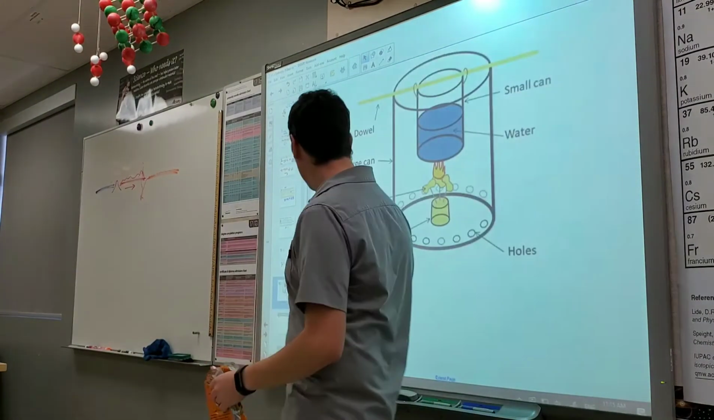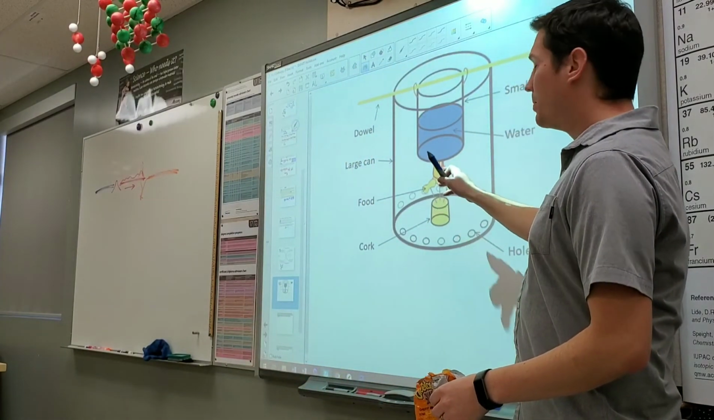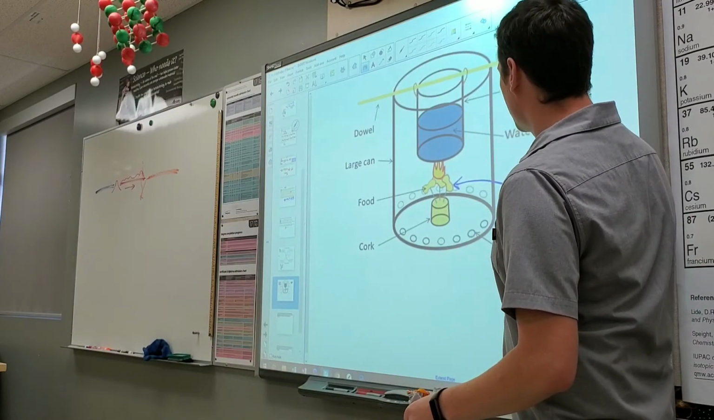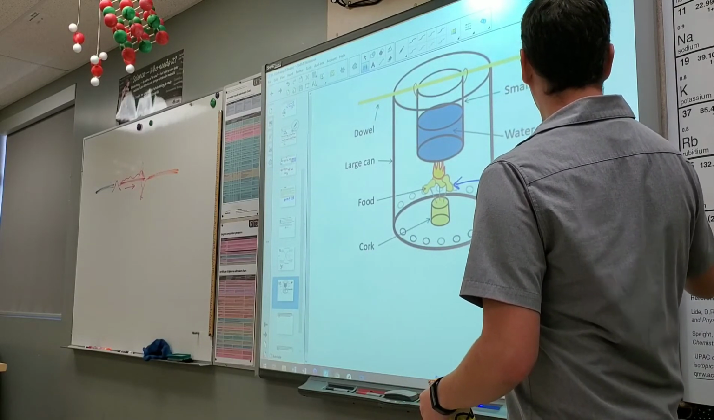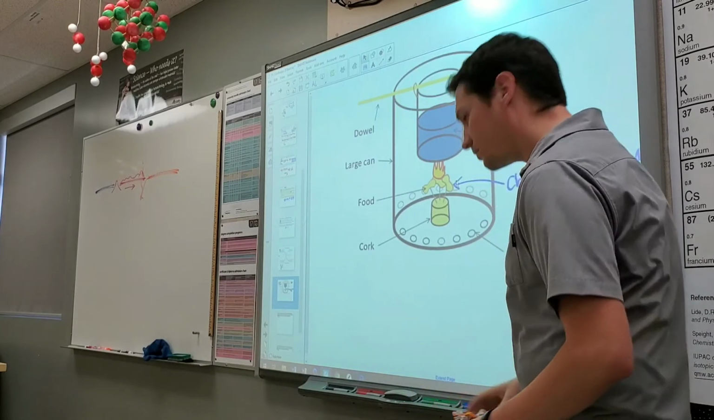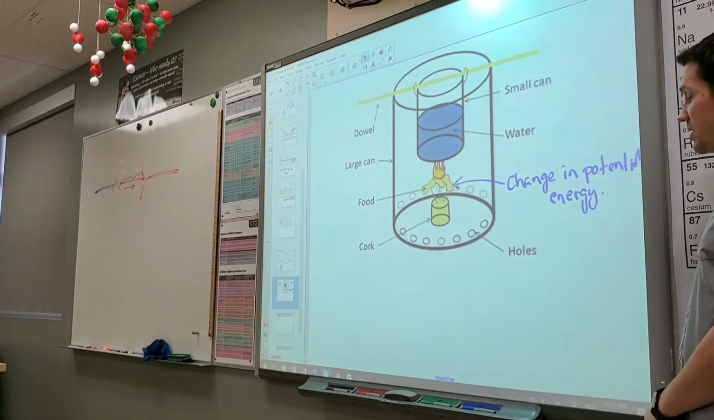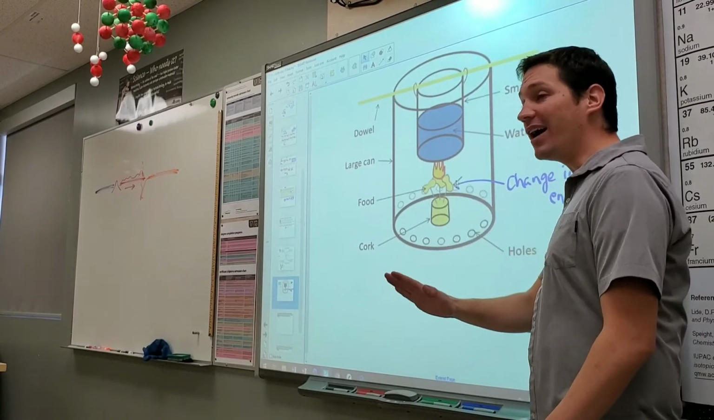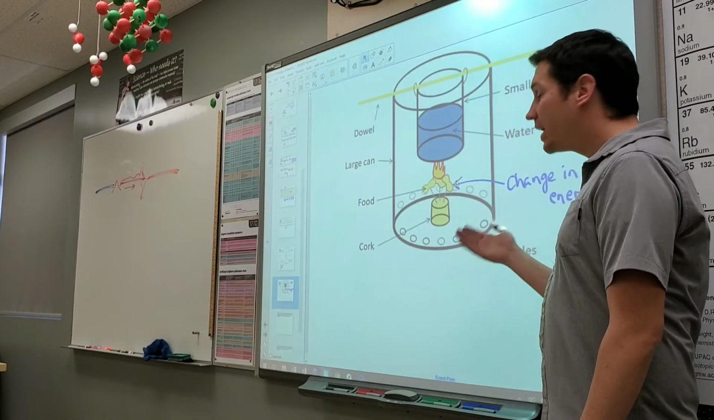So what we want to do is take an object and burn it, and we want to understand what the change in potential energy is. We want to identify the change in potential energy. Now, we cannot measure potential energy directly.